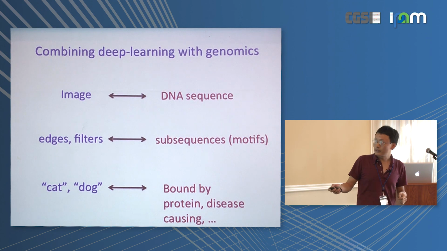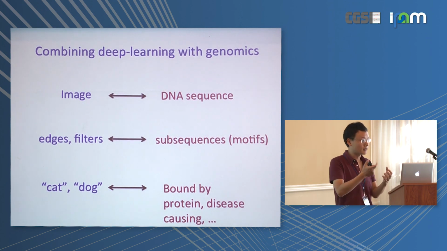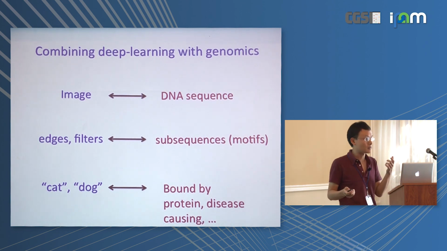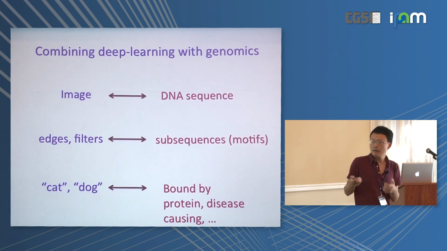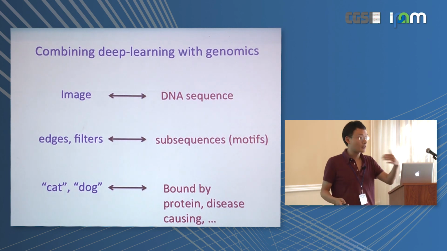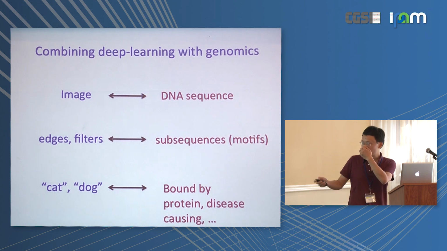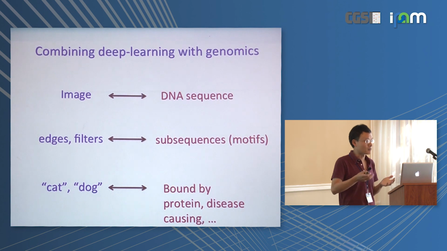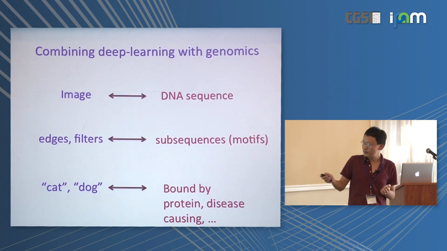When we saw that for images, basically what these algorithms are looking for are local edges, local filters. In the genomic context, that's analogous to looking for local subsequences, local structures, which is what we call motifs. And the output, the labels of these images, rather than being cats and dogs or airplanes, what's relevant for us here would be whether this particular stretch of DNA sequence is bound by a transcription factor, or whether it's relevant for a particular disease. So these are the outputs.